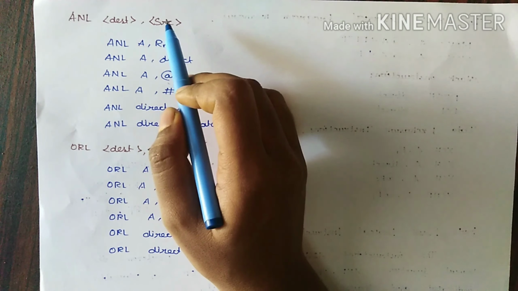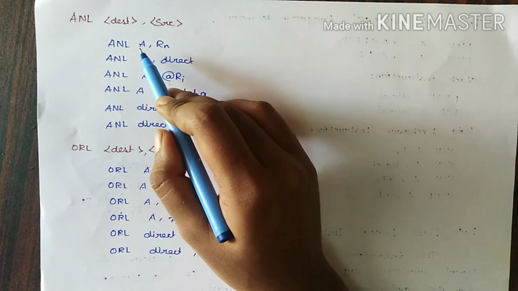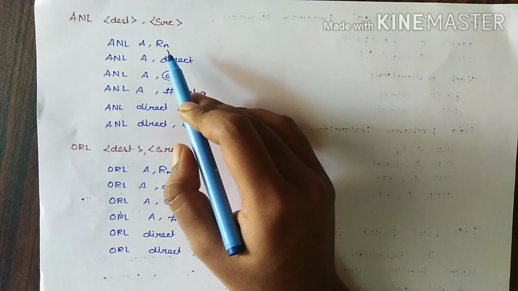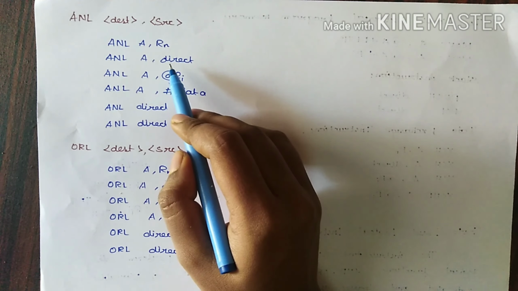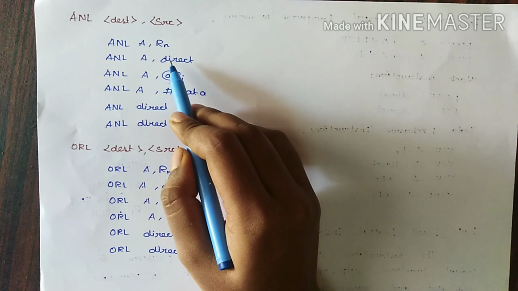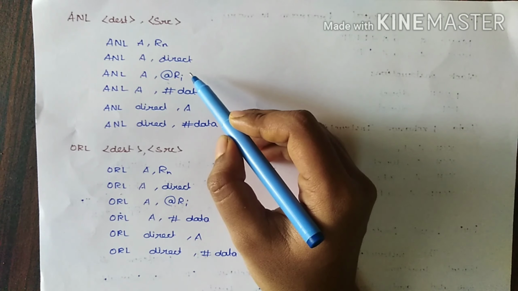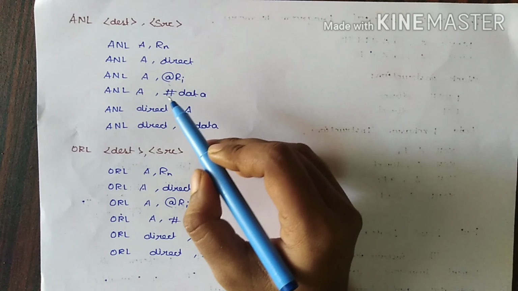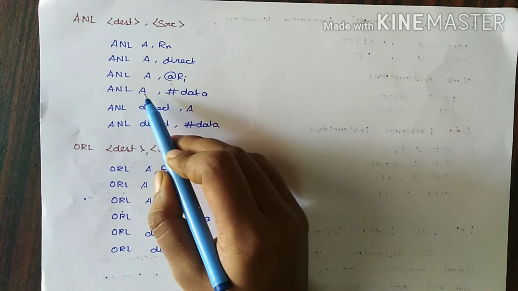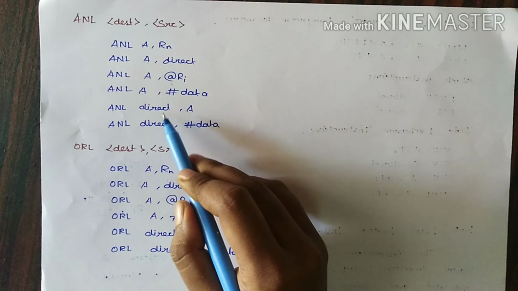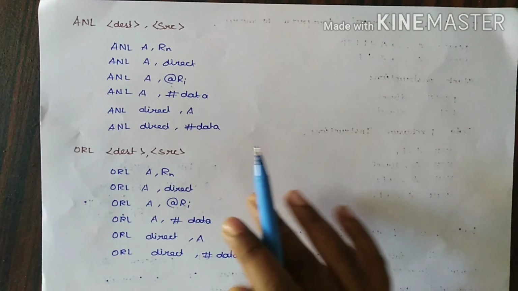ANL destination, source. Here ANL A, Rn performs the AND operation between the data of the accumulator and this register and stores the result in the accumulator. Here the AND operation will be performed between the data in this address and the data of the accumulator, and the result will get stored in the accumulator. Similarly, this is indirect addressing mode. Here the direct data will be logically ANDed with the data of the accumulator, and the result will get stored in this accumulator. In the next instructions, the result will get stored in the direct address given in the instructions.